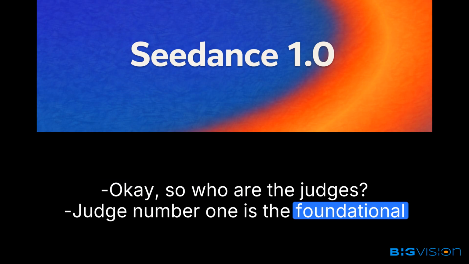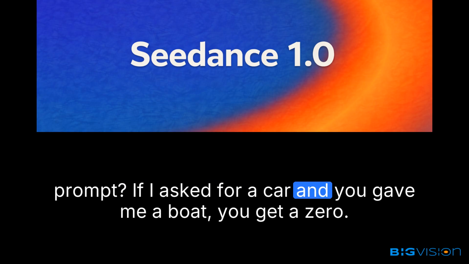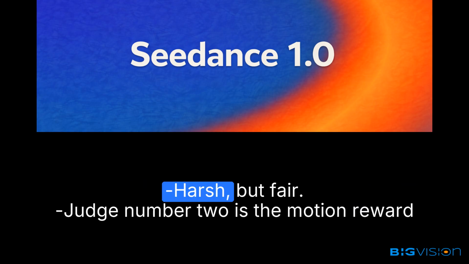Judge number 1 is the foundational reward model. Its job is simple: obedience. Did the video match the text prompt? If I asked for a car and you gave me a boat, you get a 0. Harsh, but fair.